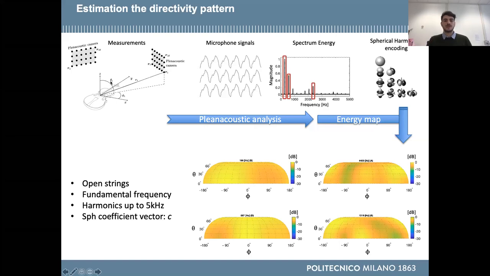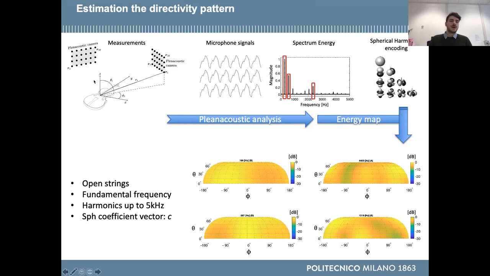For each instrument, we measured the directivity pattern, and during the plane acoustic analysis, we moved from the time domain signals of the microphone to the frequency domain representation, and we identified the fundamental frequencies and the harmonics of the four open strings that we asked the violinist to play. So we obtained the energy map of the directivity pattern that we encoded in a spherical harmonics expansion. This allows us to describe the directivity pattern by means of a few coefficients that are indeed the coefficients of the spherical harmonics expansion.